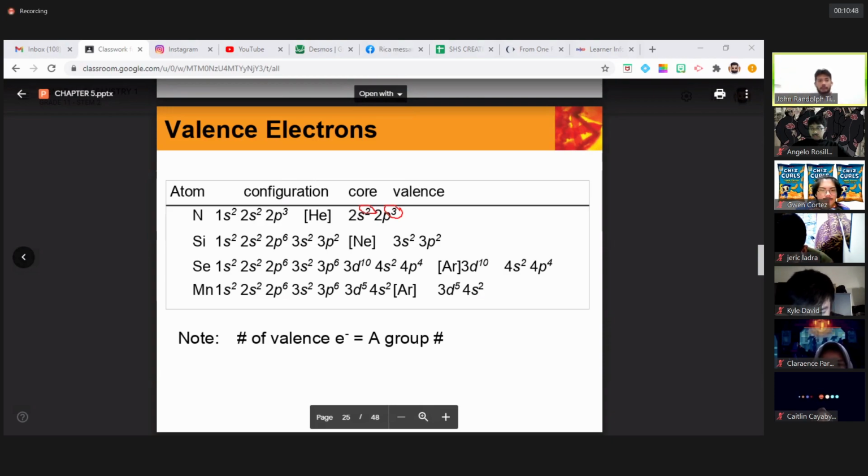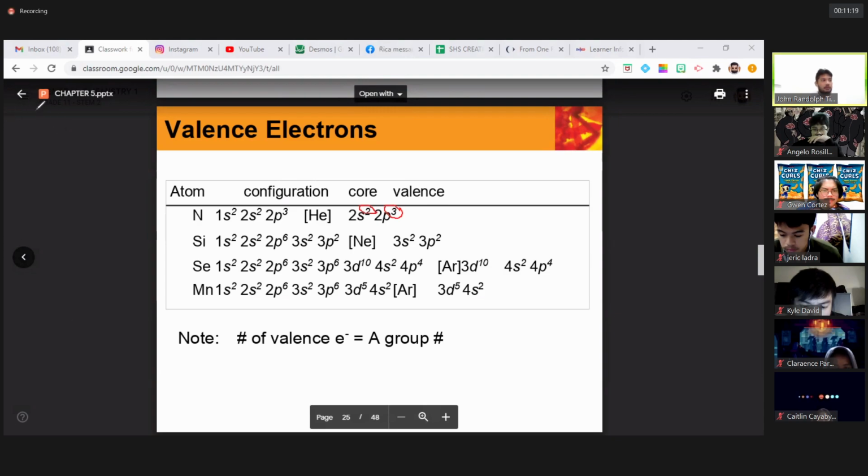Pang-6 ba? Pang-5. Yeah, pang-5. So, 1, 2, 3, 4, 5, 6, 7, 8. Therefore, pang-5 yung nitrogen. So kung ano yung group number ng elements na nandun, yun din ang number of valence electrons. Okay? So lahat ng nitrogen group dyan, 5 yung kanyang valence electron.